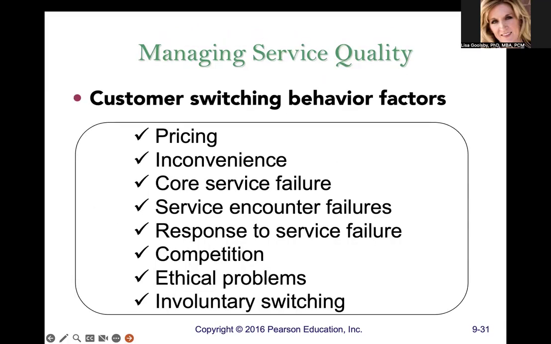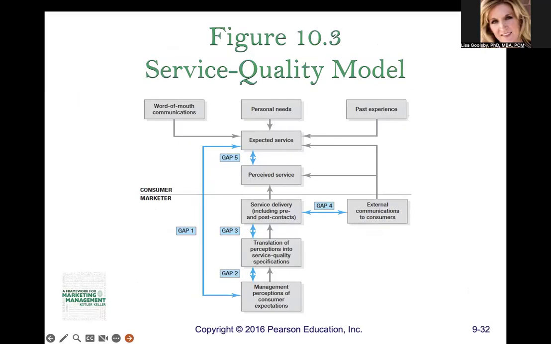Managing that service quality, some of the reasons why customers switch: pricing, convenience. There may be some kind of service failure or some bad service encounter, or how you respond to a service failure. Oftentimes, competition or ethical problems can happen as well. A lot of times, there's some involuntary switching. We've had a lot of times customers have moved. So we've had really loyal customers, and then they end up moving to a new market area. They'll often come back, but they'll tell us that they are no longer coming in every day because they moved and are no longer close by.